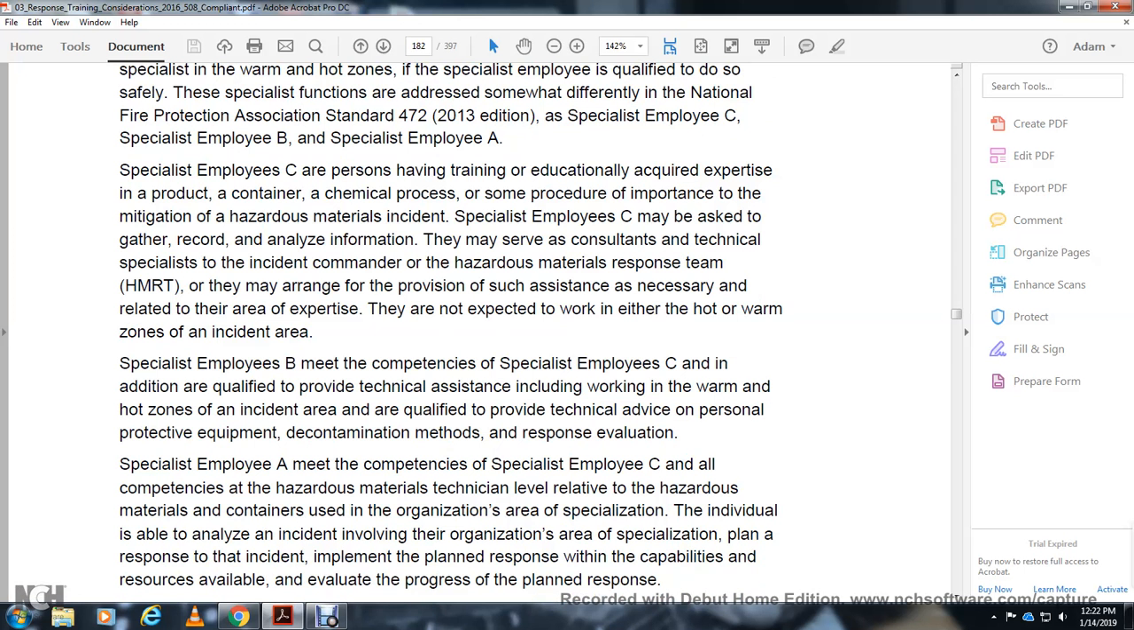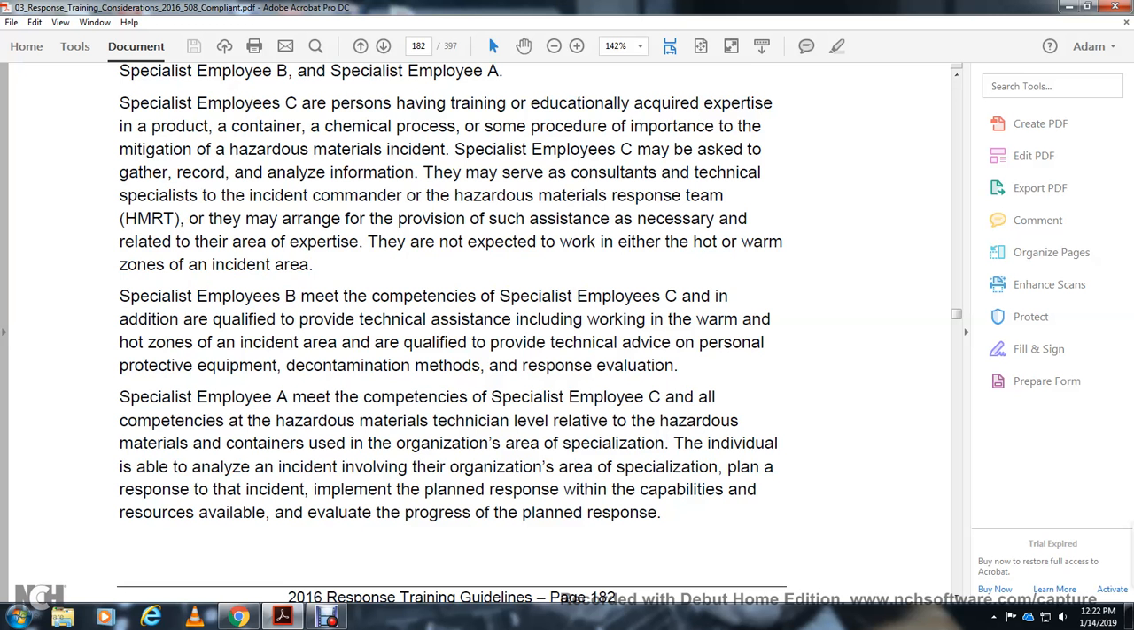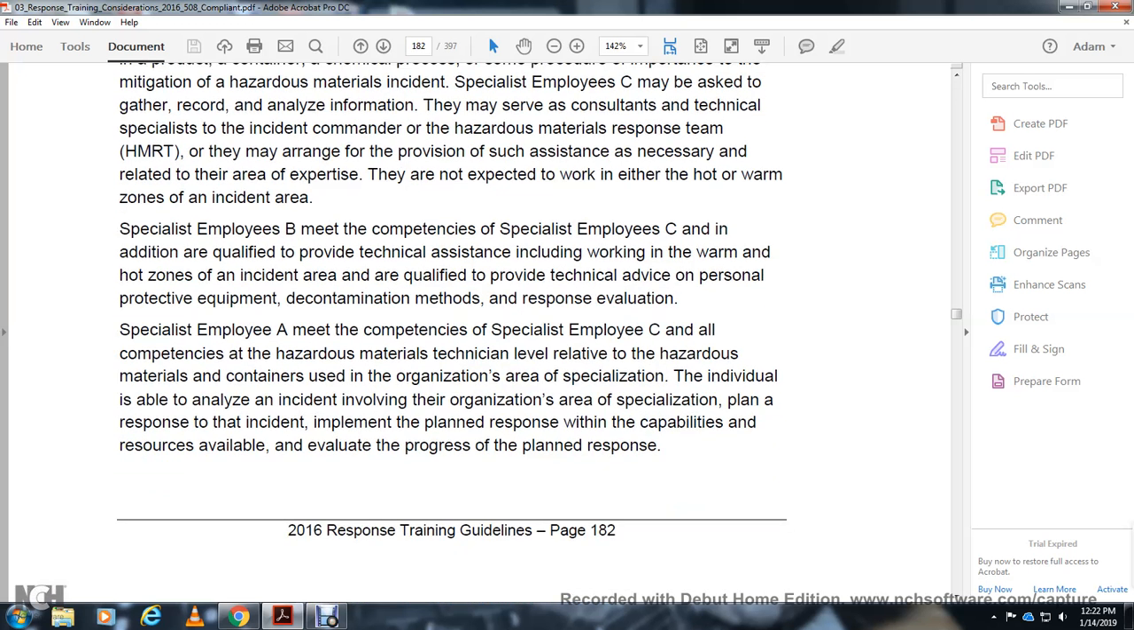Specialist employee A meets the competency of specialist employee C and also that of the hazmat technician, relative to the hazardous material and the organization's area of specialization involved in the incident. They implement the incident response plan and use the capability of the resources available to evaluate the progress of the response plan.